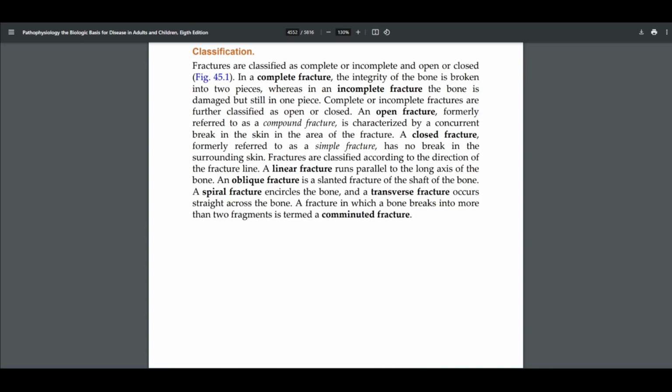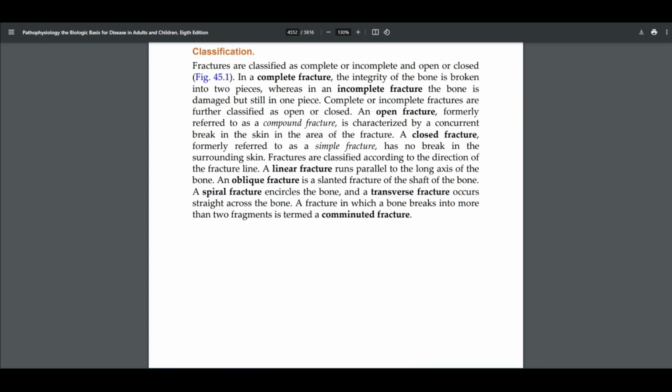Complete or incomplete fractures are further classified as open or closed. An open fracture, formerly referred to as a compound fracture, is characterized by a concurrent break in the skin in the area of the fracture. A closed fracture, formerly referred to as a simple fracture, has no break in the surrounding skin.